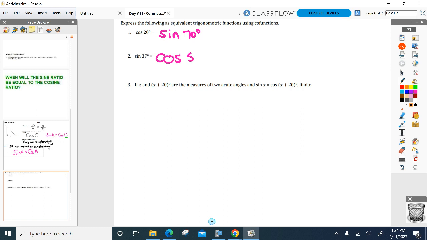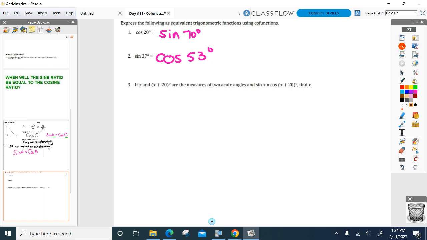Cosine 53. Always equal. That's great. That's not honors stuff. Here's where I need you to be with number 3. Number 3, I've got two angles. First angle's x, next angle's x plus 20. And here's what I'm saying.